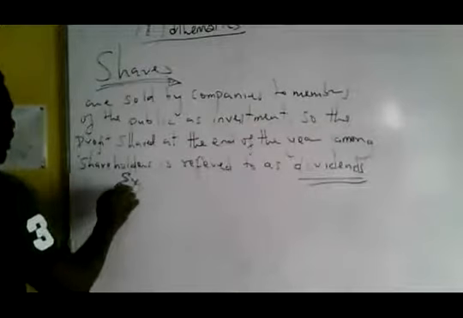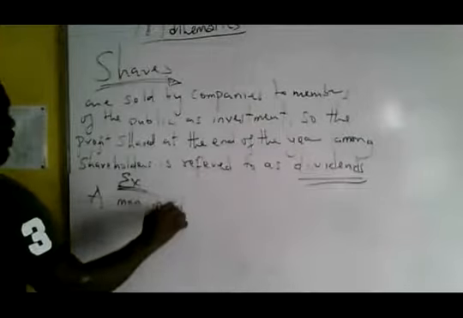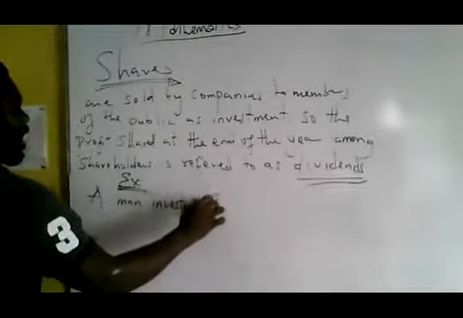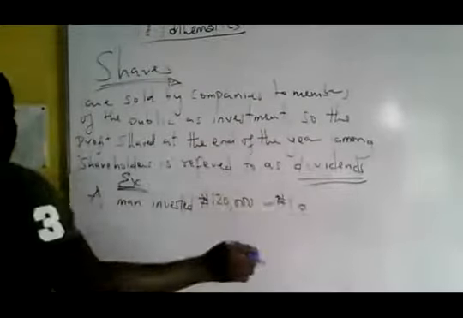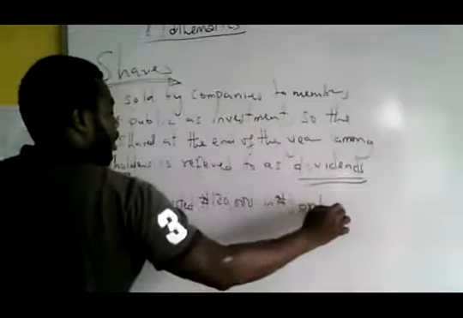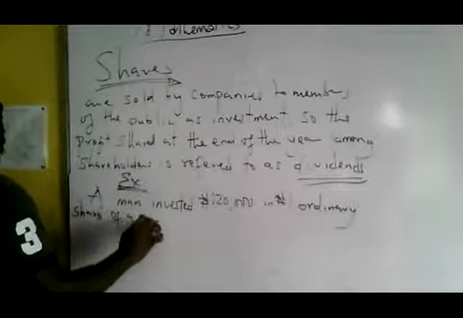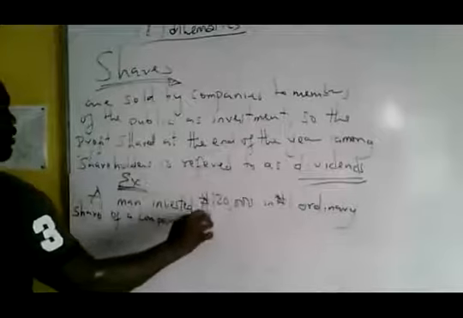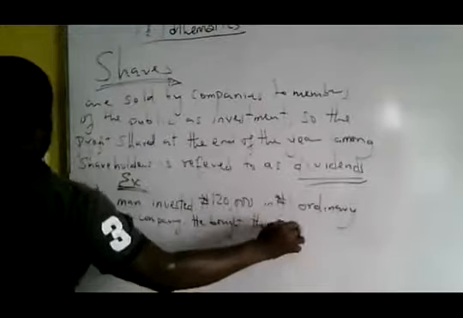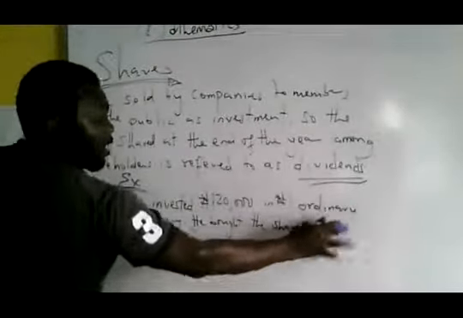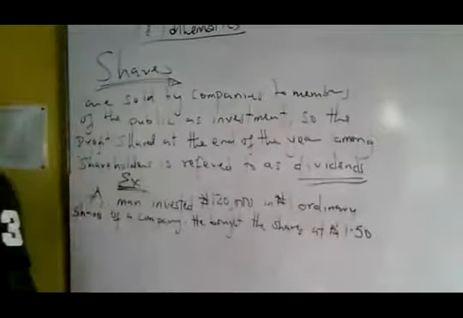Now let's take a look at it. Example: a man invested 120,000 naira in 1 naira ordinary shares of a company. He bought the shares at 1 naira 50 kobo each.